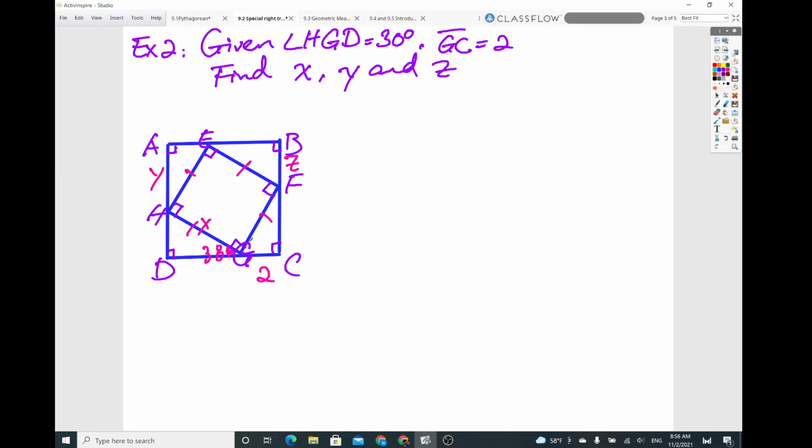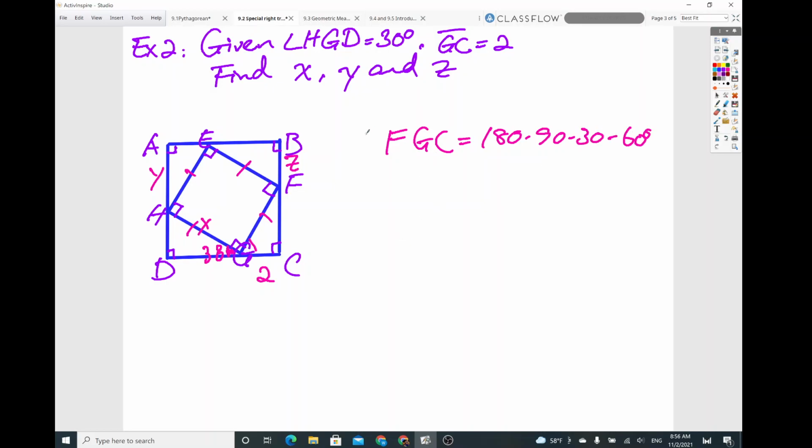So what happened with the corresponding angle? So using that the linear pair or supplementary angles. So this one is 30, this one is 90. So that means angle FGC will be 180 minus 90 minus 30, which is 60 degrees.